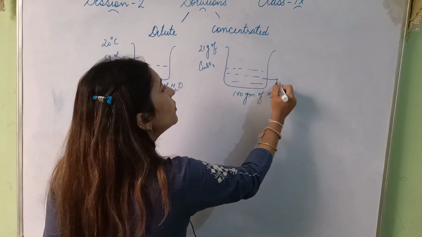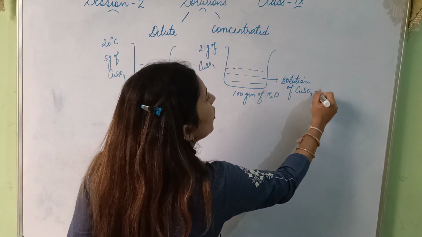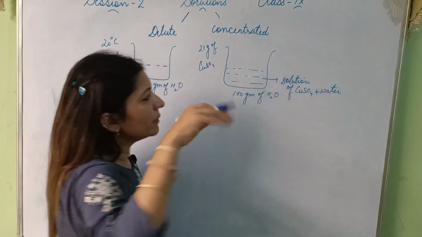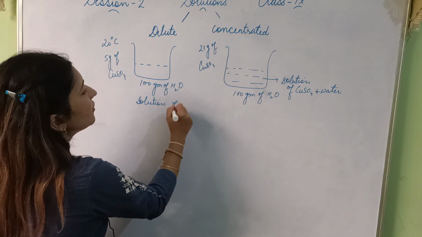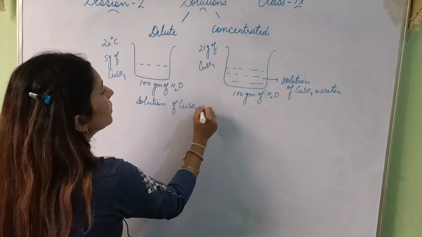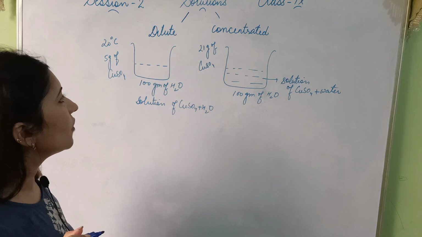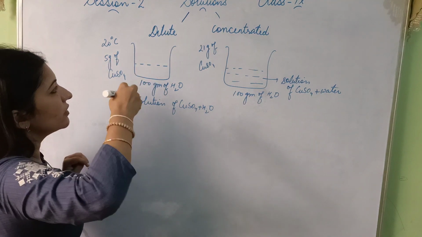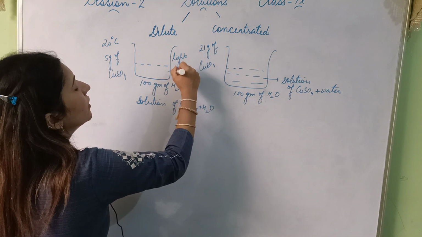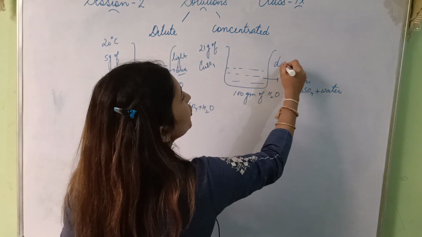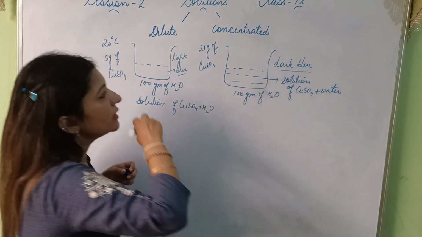I have got a solution in both cases. This is a solution of copper sulfate in water, and it quickly mixed with the water. Similarly, here also I have got a solution of copper sulfate and water. So what is the difference between the two? Yes, the difference is in the intensity of the color. Here I get a solution of light blue color, and here the intensity of the color is dark blue.